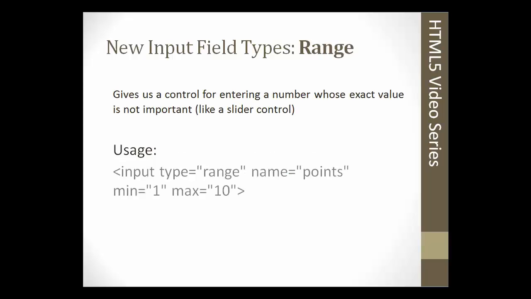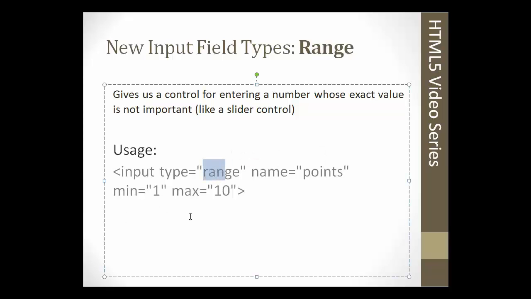Now range is another cool one. It gives us control for entering a number whose exact value is not important. It's basically a little slider control that you would slide to get the values, and we'll be implementing these different input types in the programming part of this section. In usage, you'd have the type range, and then you could specify a minimum and a maximum, and you'd have a slider that would go in between those ranges.